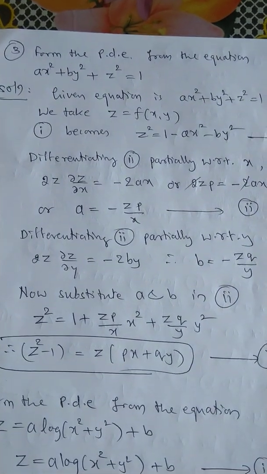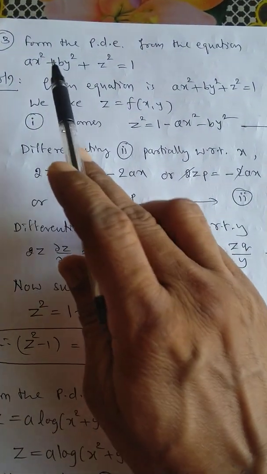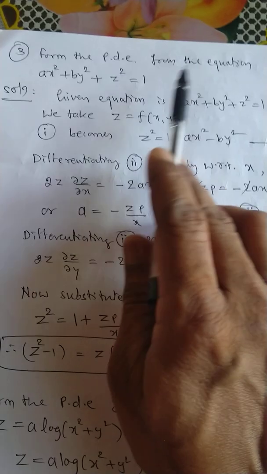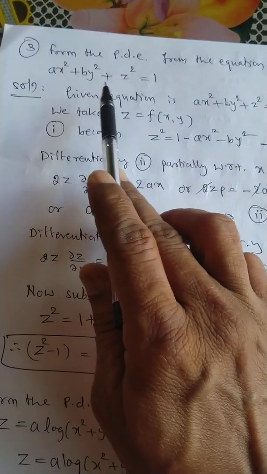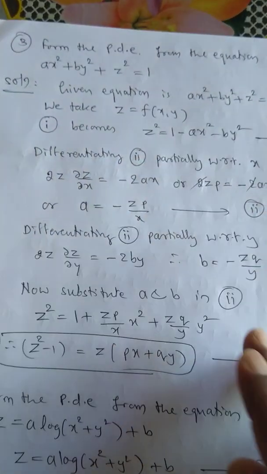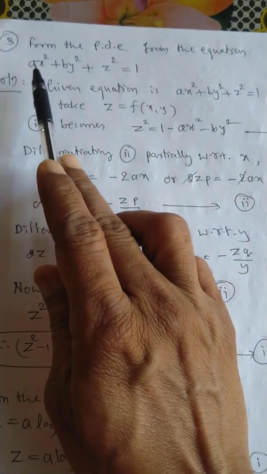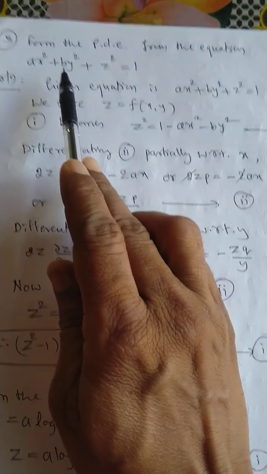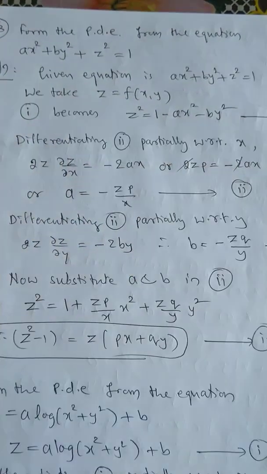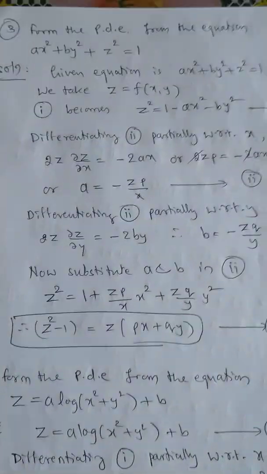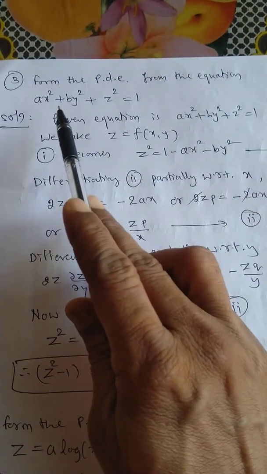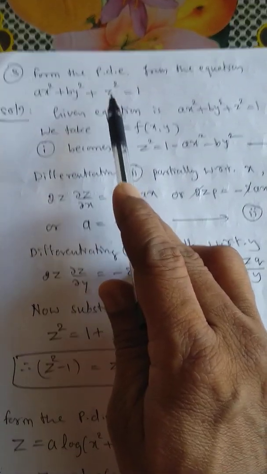Next, number 3: form the partial differential equation from the equation ax square plus by square plus z square equal to 1. In this also, the arbitrary constants are a and b. The number of arbitrary constants is 2, and the number of independent variables is 2. That is, in this we take z as function of x and y.